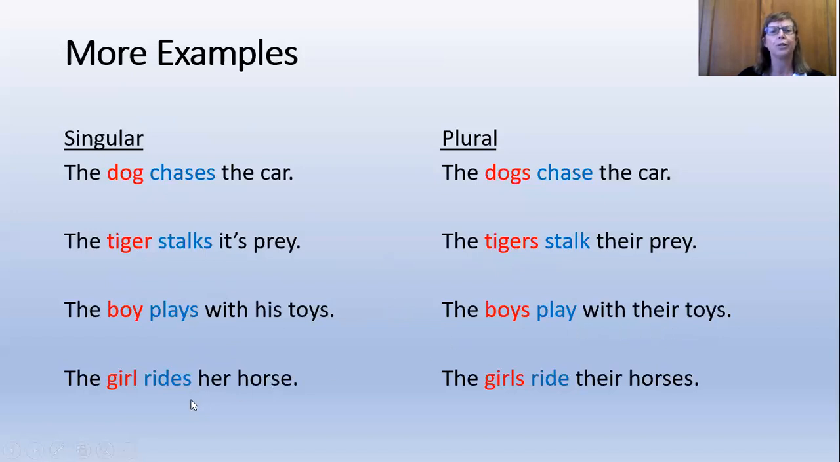The girl rides her horse. And the girls ride their horses. And if you still don't believe me, try saying it the other way around. The dog chase the car. Or the dogs chases the car. So it doesn't make sense. So we need to make sure that we're matching up the correct number in our subject with the verb that we choose to use.